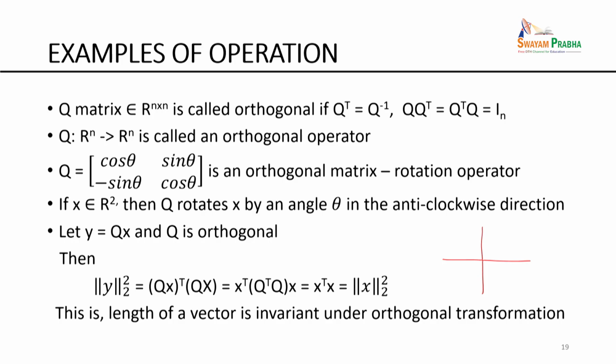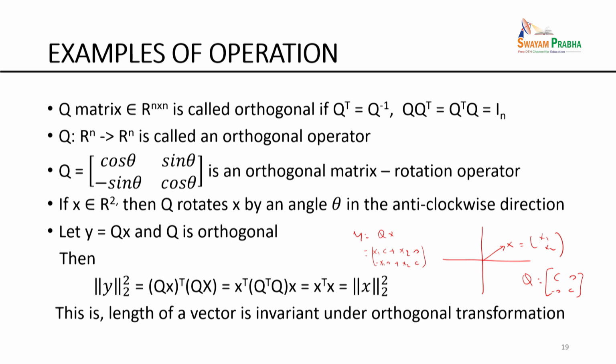Suppose I have a vector x, which is x1, x2. Consider the matrix Q, which is equal to [c, s; minus s, c]. Consider the vector y, which is equal to Qx. And what is that? That is equal to x1c plus x2s. The second component is minus x1s plus x2c.